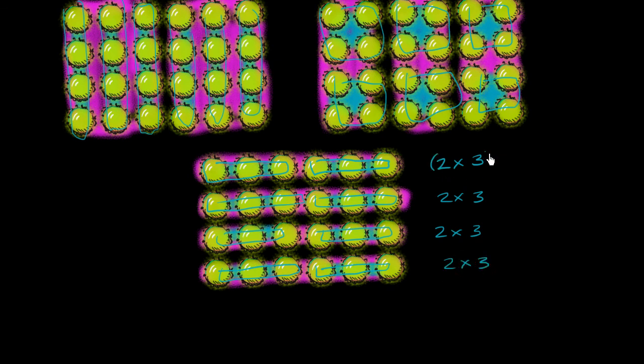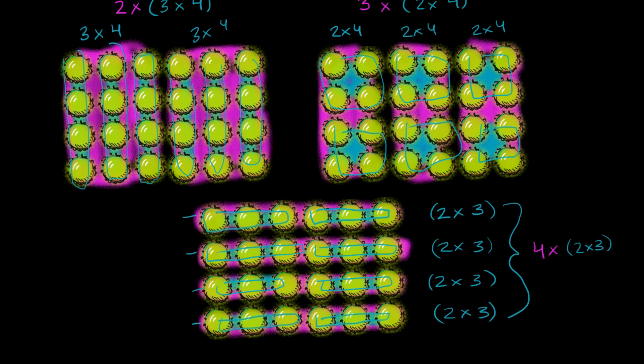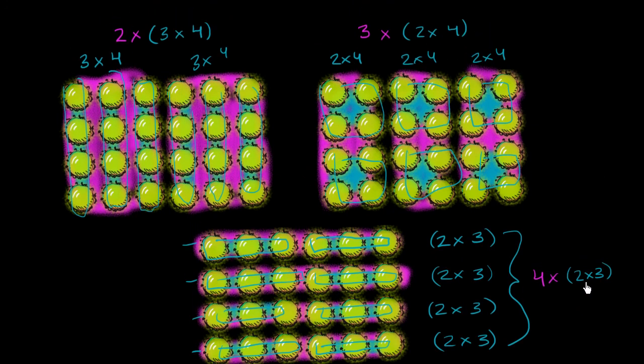So how many 2 times 3s do we have here? Well, we have 1, 2, 3, 4 2 times 3s. So this whole thing could be written as 4 times 2 times 3. Now what's this going to be equal to? Well, it needs to be equal to 24, and we can verify 2 times 3 is 6, times 4 is indeed 24. So the whole idea of what I'm trying to show here is that the order in which you multiply does not matter. How you associate it, let me make this very clear.